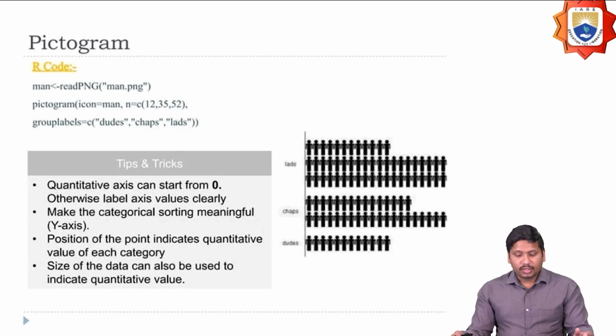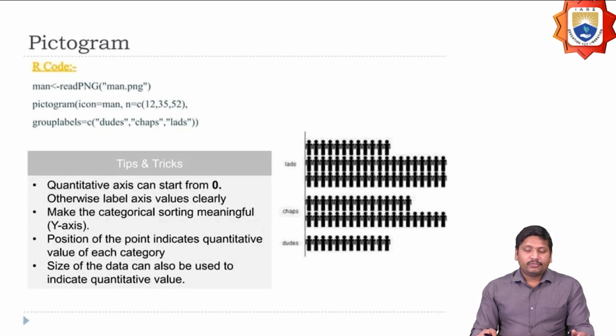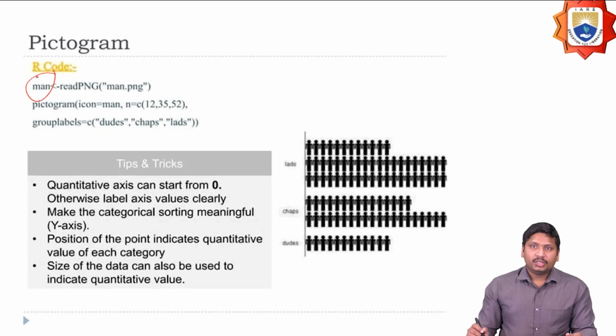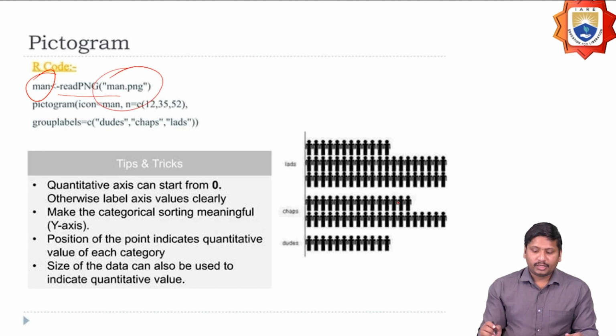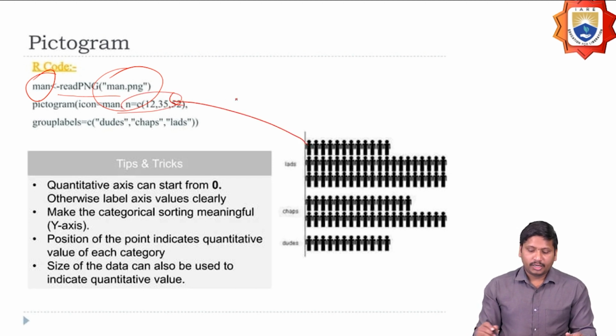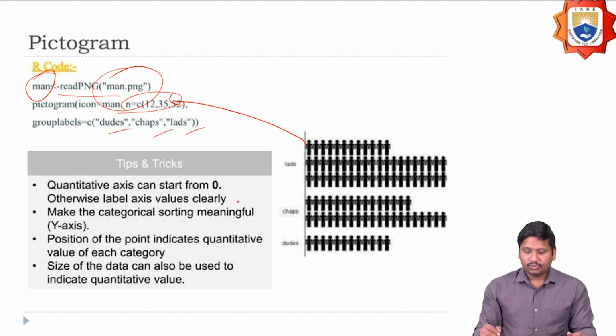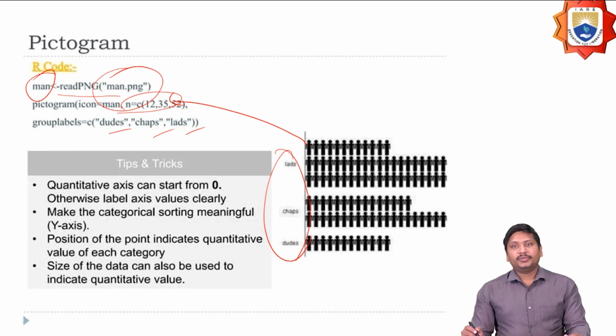The pictogram is another way we can present the data visualization. So what should the R code for the pictogram be? This is the variable, and through this I'm going to read the png, man.png, and for the pictogram icon, I can extract through these columns the values and then group labels like dos, champs, and lates. So these are the values on the y-axis here. How many dos, champs, mids, littles and lates are there? That should be the group label.